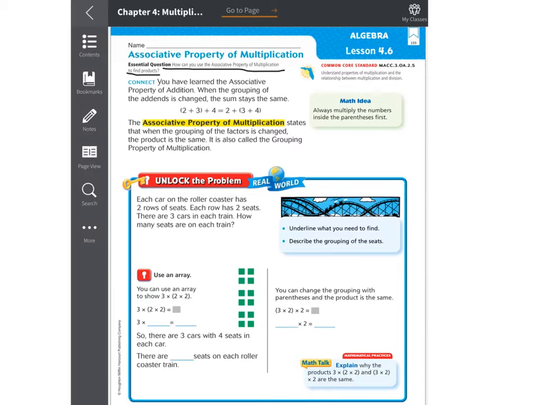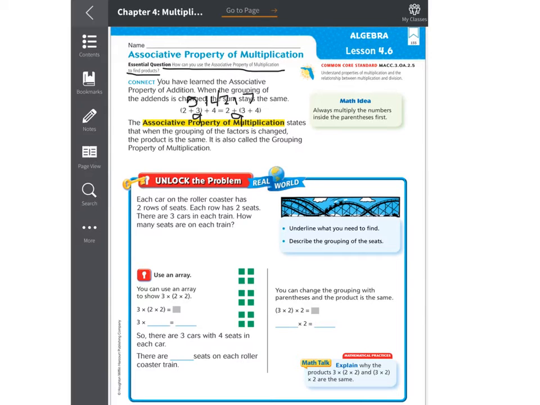We've learned about the associative property of addition, which says that when the grouping of addends is changed, the sum stays the same. So, we use parentheses to group things together. 2 plus 3 would equal 5, plus 4 would equal a total of 9, and 3 plus 4 would equal 7, plus 2 more would also equal 9.